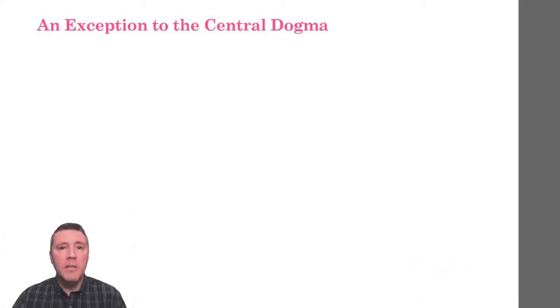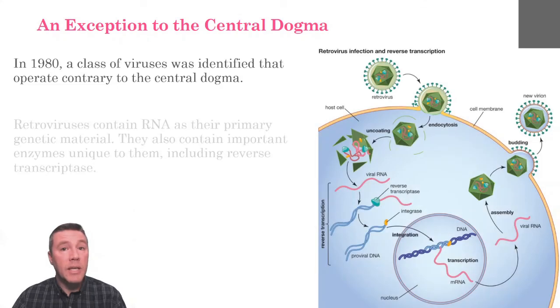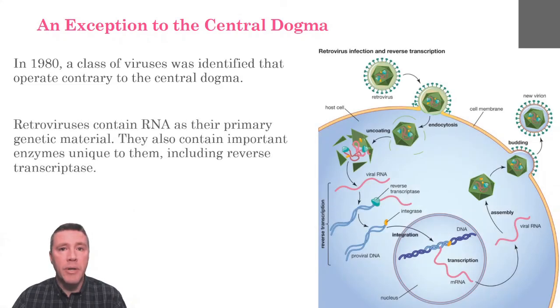Up to now, we have studied the central dogma and its steps, whereby DNA is used to produce RNA, and that RNA is used to produce, eventually, a functional protein. However, back in 1980, a new class of virus was discovered that operates contrary to the central dogma: retroviruses. Retroviruses carry RNA as their genetic material.